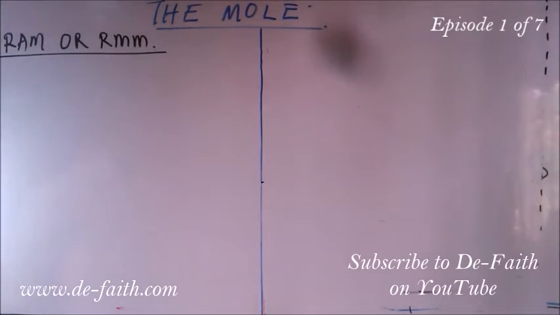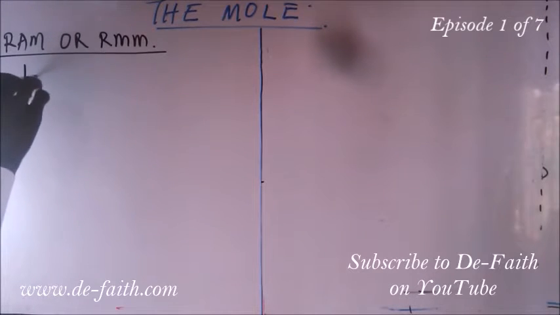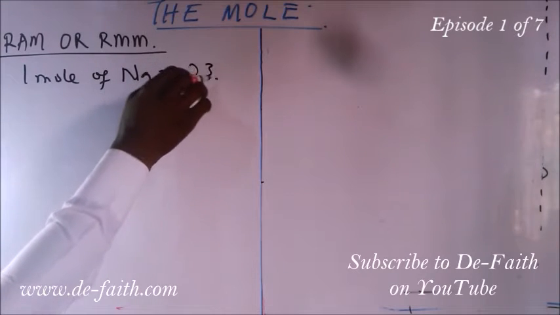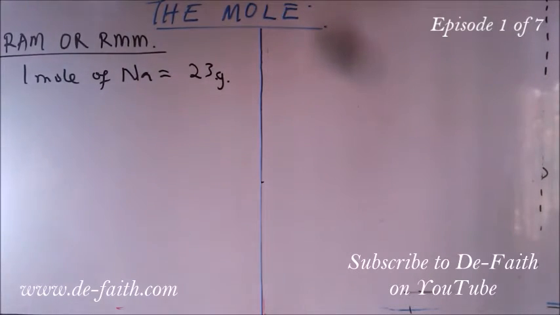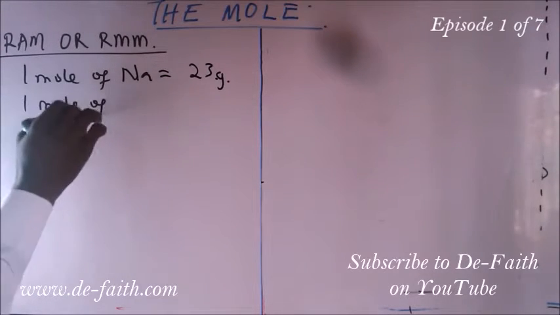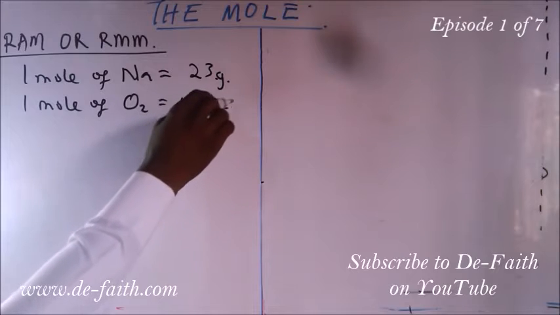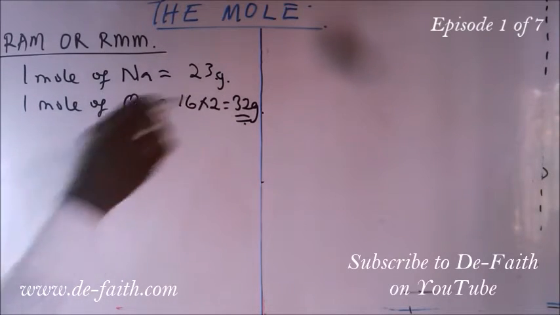So next, we want to calculate mole in terms of the relative atomic mass or relative molecular mass. Relative atomic mass is basically the mass of an element, while the relative molecular mass is the mass of a substance or a compound. So for instance, if you have 1 mole of sodium, the relative atomic mass of sodium is 23 grams. Hence, this is the mass of 1 mole of sodium. If you have 1 mole of oxygen gas, this is a molecule of oxygen. 1 mole of oxygen equal to 16 times 2, and that is 32 grams. So 1 mole of oxygen gas is 32 grams.